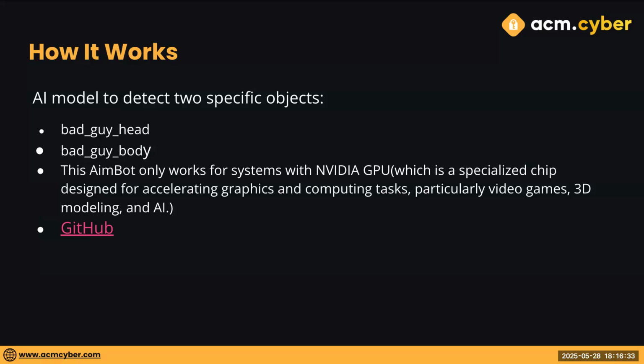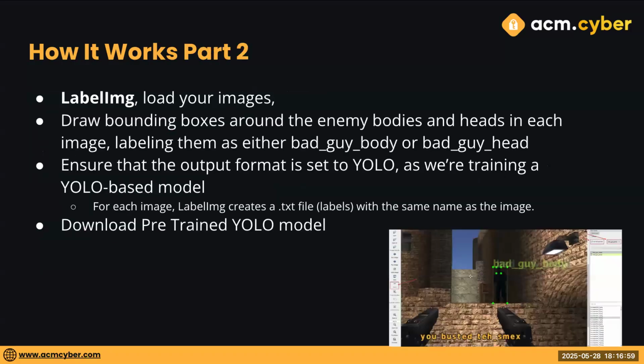This is a link to a GitHub that makes an AI aimbot. Use at your own discretion. But this aimbot only works for systems with an NVIDIA GPU, which is a specialized chip designed for accelerating graphics and computing tasks. This particular AI aimbot will only work if you have that chip, but if you don't, we'll go into some other aimbots that are also used.